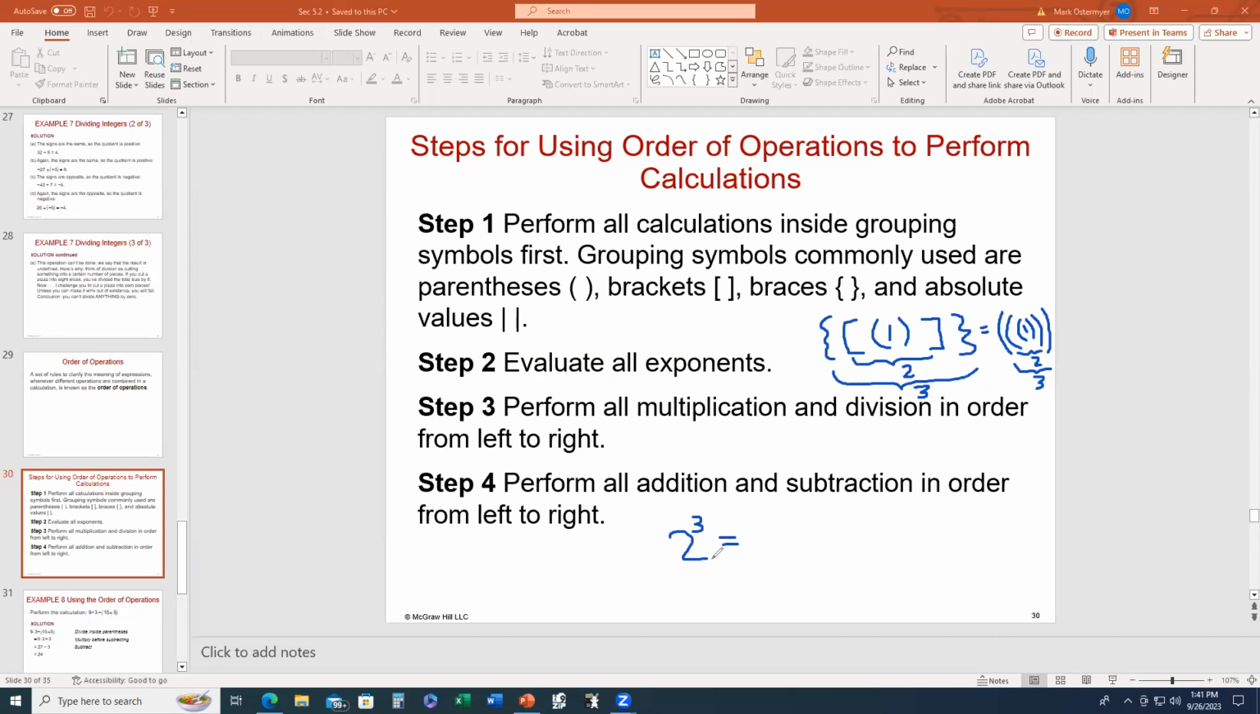2 to the third power, or 2 cubed. We say 2 is being cubed, or 2 raised to the third power. What does that mean we are to do?